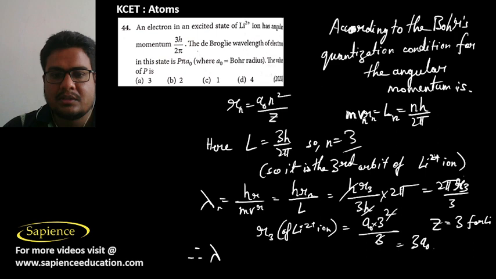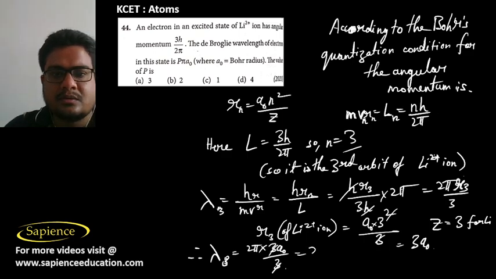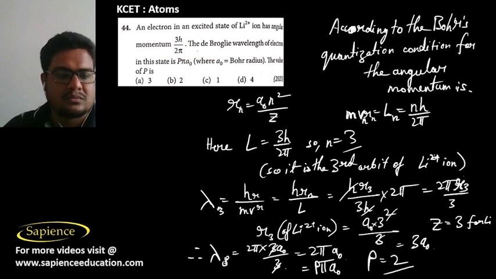So therefore lambda 3, the de Broglie wavelength for the third orbit of the lithium ion, is equal to 2 pi into r3 by 3, that is 2 pi into 3 a naught by 3. So that is equal to 2 pi a naught. So therefore, since it is given as p pi a naught, p is equal to 2. So option B is the correct answer.